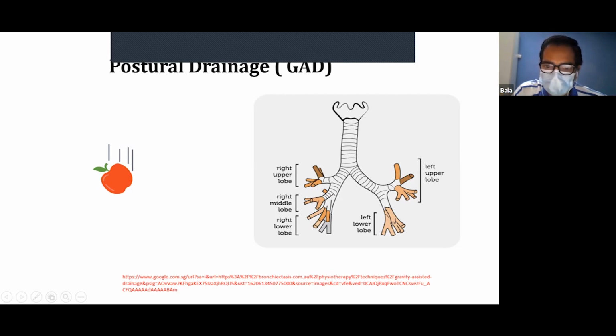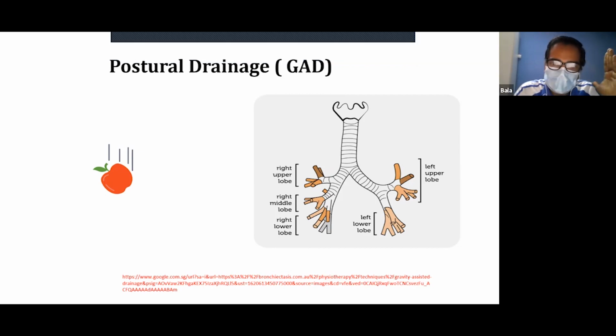I've given you a clue here. The airway is facing upwards. How do I position the patient? Mr. Bala, someone said it's lateral. Okay, lateral. I will agree with lateral. Can you add on? So then lateral, okay. Anything else you want to add on to lateral? Okay, I will go on.